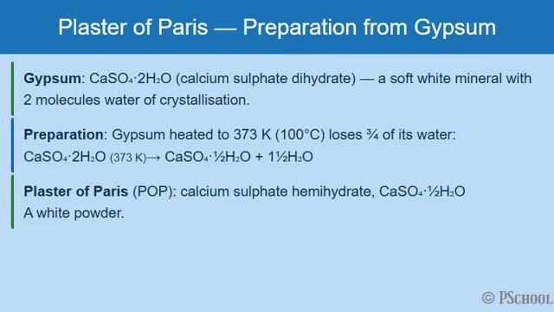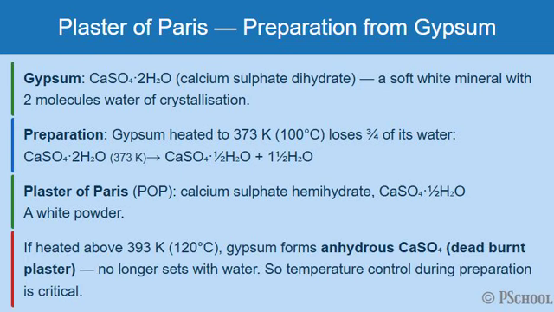Plaster of Paris, POP, is calcium sulfate hemihydrate, CaSO4.½H2O. It is a white powder. Important, if heated above 120 degrees Celsius, gypsum forms anhydrous calcium sulfate, dead burnt plaster, which can no longer set with water. Temperature control during preparation is critical.